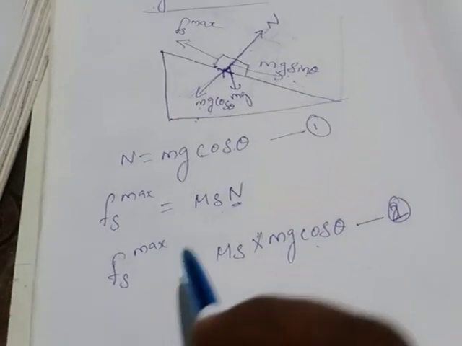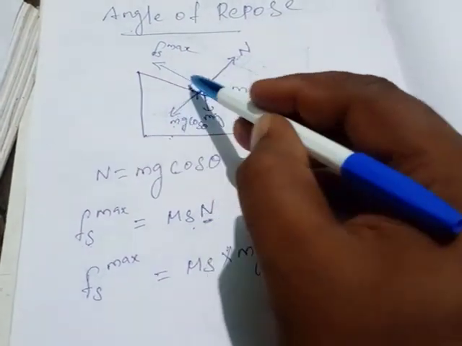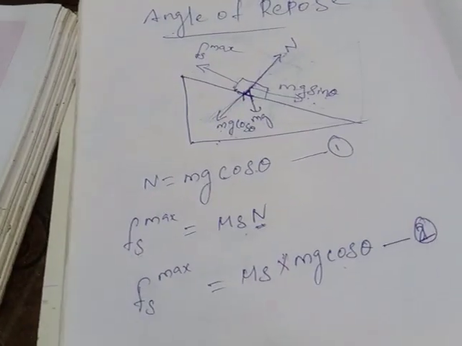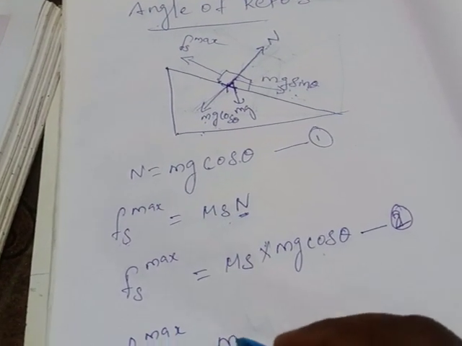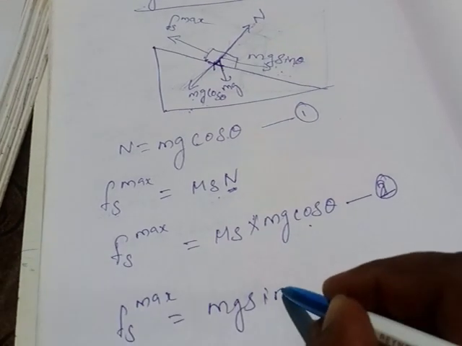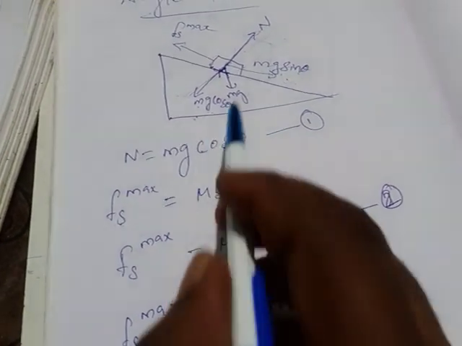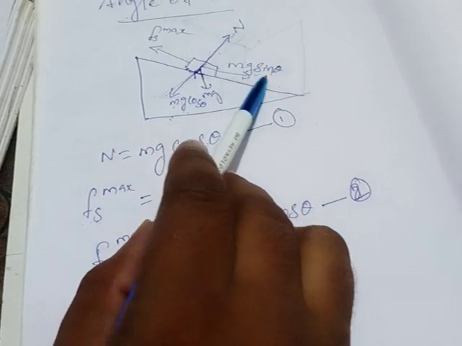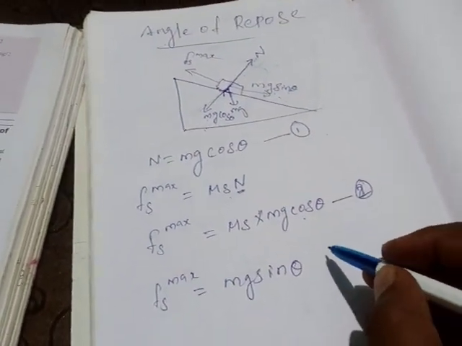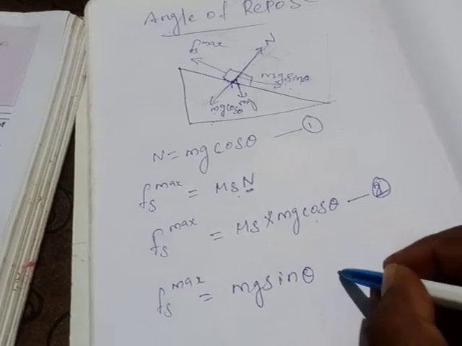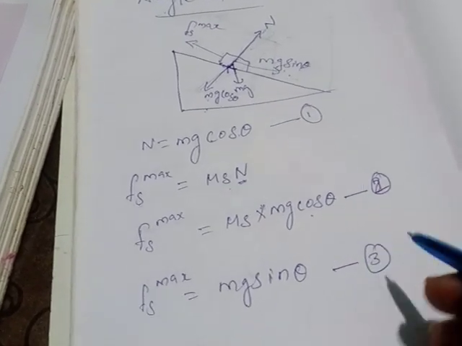Now you see this direction, what is happening. So Fx maximum is equal to mg sin theta. That also we can take from this diagram. In this direction, Fx maximum is equal to mg sin theta. So this you can keep as equation 3.